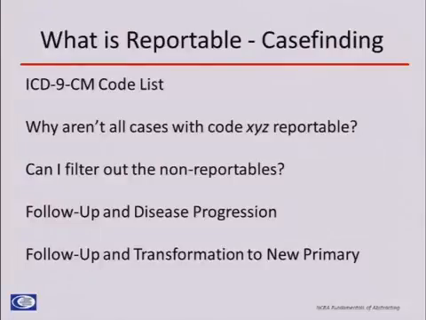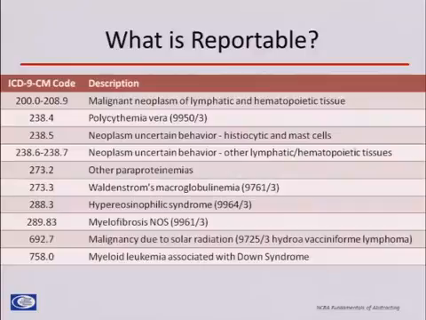Quickly, let's see. We're going to go through the last 40 slides kind of quickly so we can get done. Okay? What is reportable and how you do case finding is an important part of your task. Case finding can be difficult. There are ICD-9 and ICD-10-CM codes for these particular conditions, but when you look at some of these codes, it includes a lot of not malignant conditions.